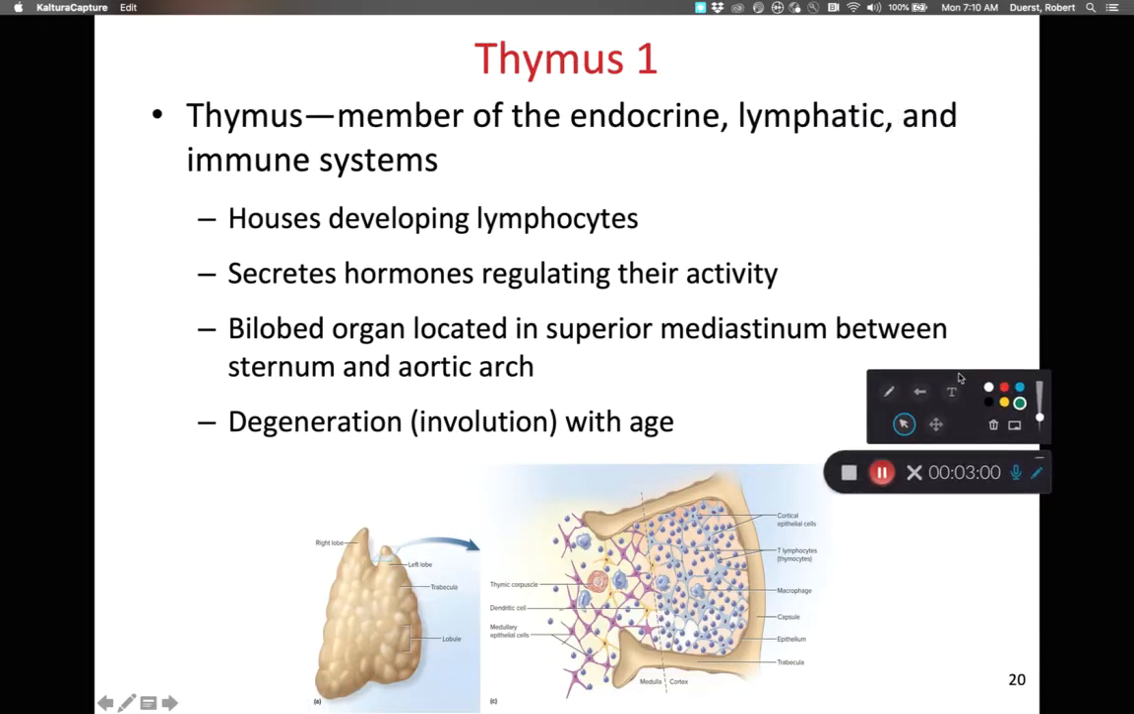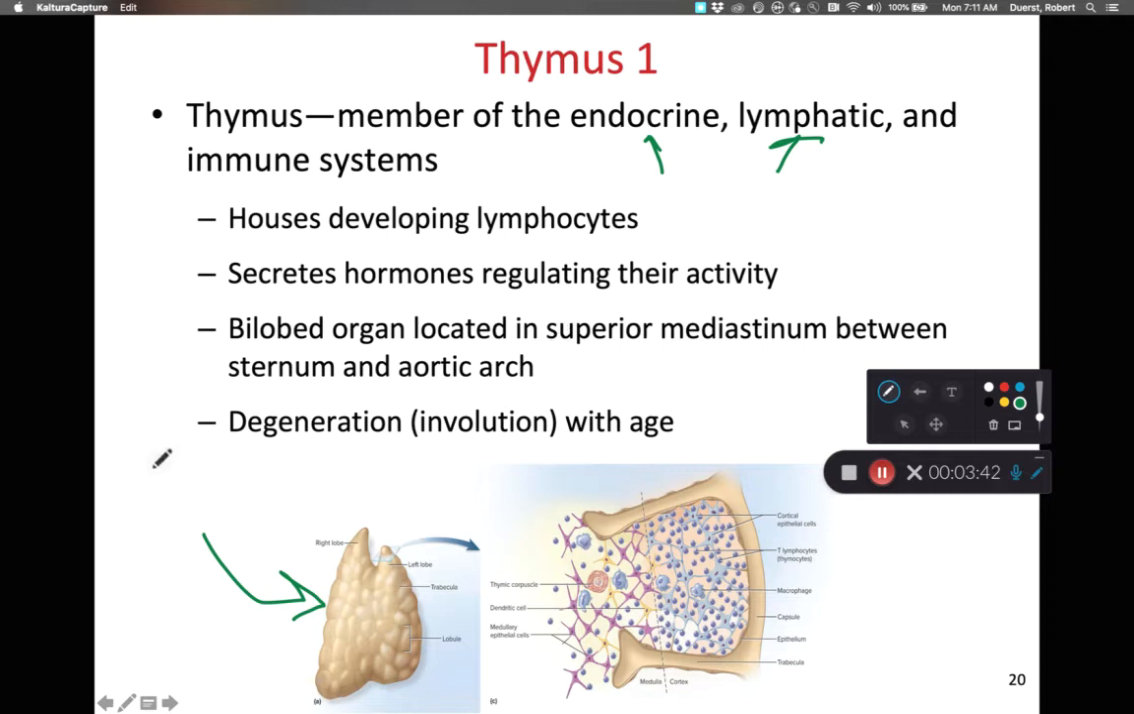As we look at the thymus, our thymus is shown right here. It's a bilobal organ, so we have left and right lobes, and it's a multifunctional organ. So, a twofer. It's part of both the endocrine and lymphatic immune systems. The thymus is going to house developing lymphocytes, primarily T lymphocytes, and it's also going to secrete hormones that regulate lymphocyte development and activity. To find the thymus, we need to look at the superior margin of the mediastinum, wrapped around our trachea, just between the sternum and the aortic arch.